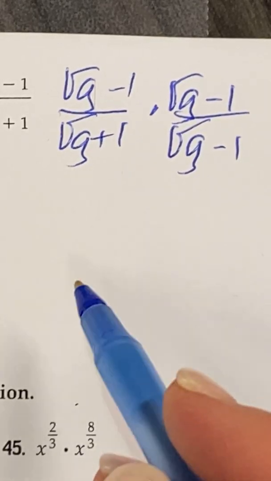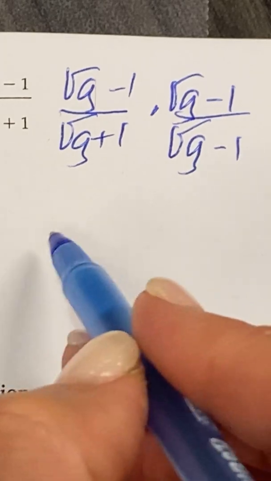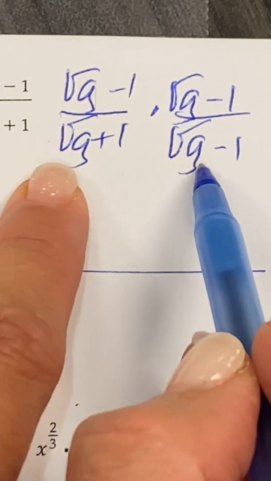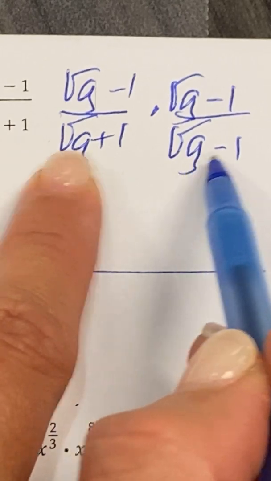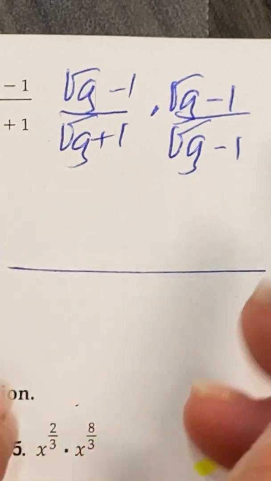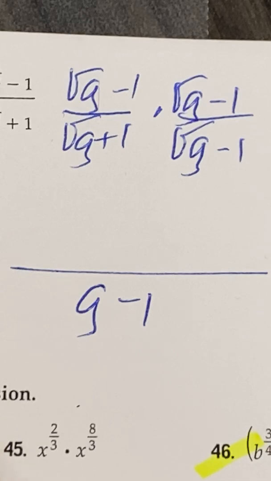Everybody understand the process of what to do? Yes? I'm not going to work this all the way through. I'm just going to give you that the denominator is going to end up being g minus 1. Square root of g times the square root of g is just g, minus 1. The middle terms cancel out.